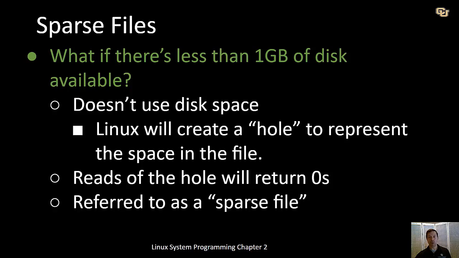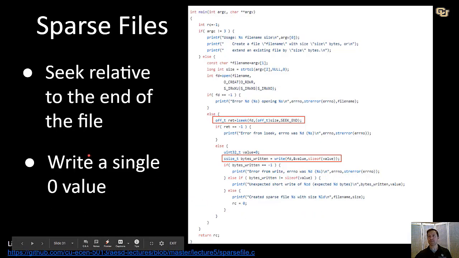Instead, it'll create a hole to represent the space in the file that hasn't been written. And if you read the file, it'll look like it's a contiguous block of values, but in reality, when you're reading the hole that hasn't been written, it'll just be returning zeros.